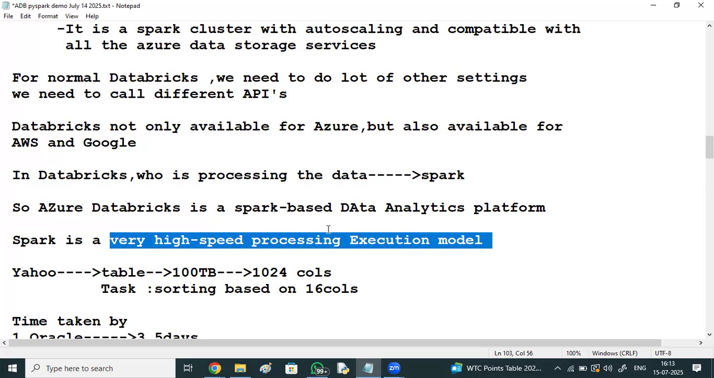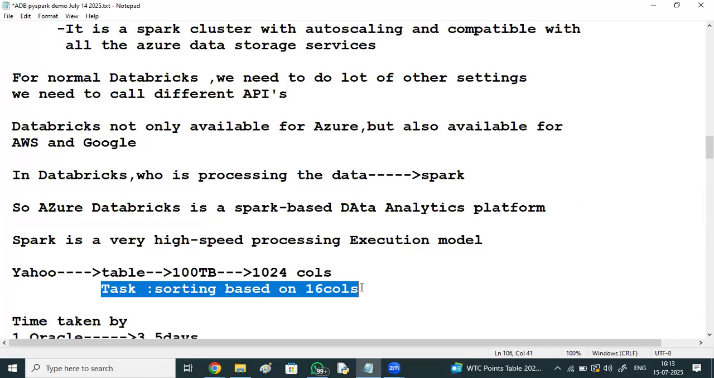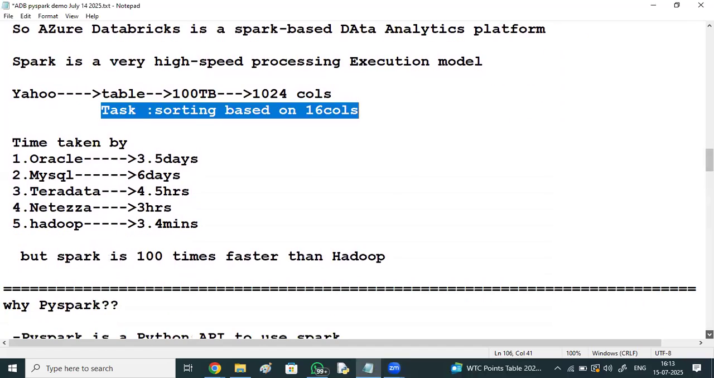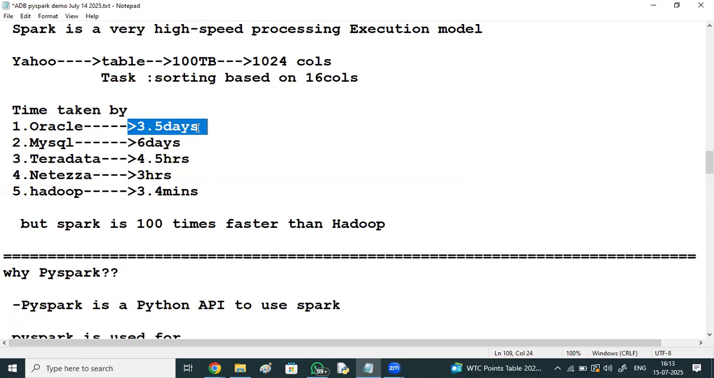There was a test done by Yahoo to test the speed of different databases. It took a table of 100 TB consisting of 1024 columns, with the task of sorting based on 16 columns. What is the time taken by the different databases? Oracle took 3.5 days to process this 100 TB of data based on 16 columns.